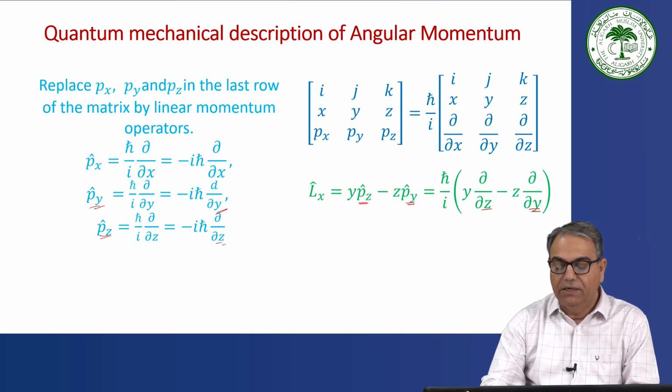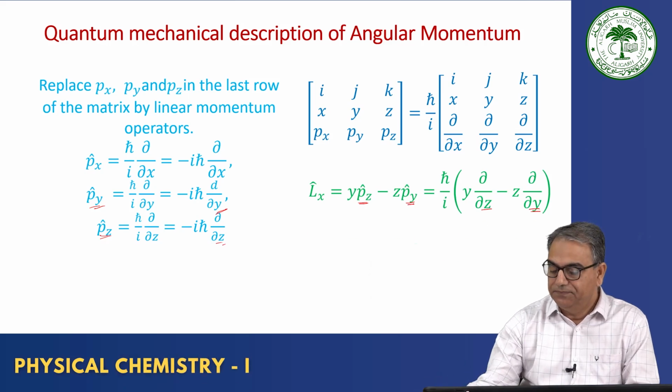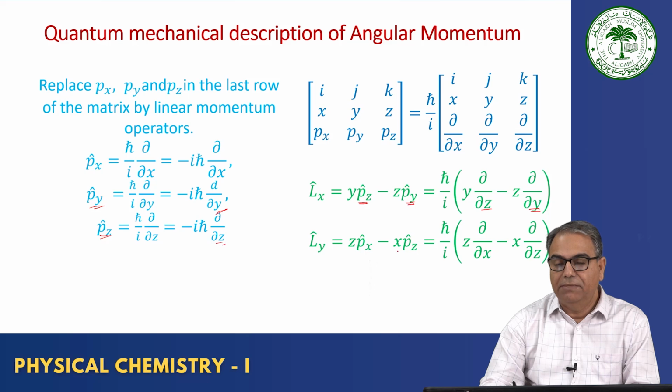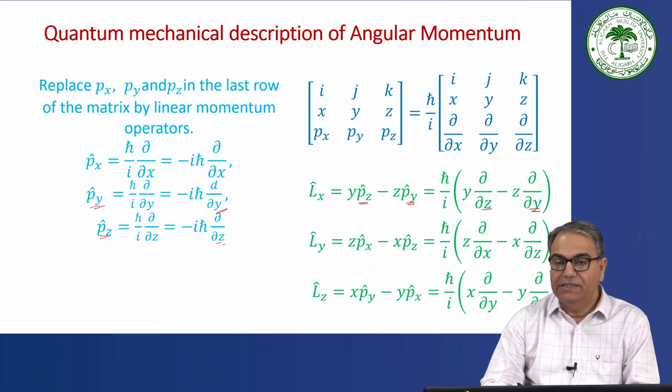Ly, if you have to write, Ly will be what? From y you have to start with z. So z px minus x pz. Okay. And then it is very easy to write: h cross by i, z will remain there, and for px you will write del by del x, minus x will remain there, and for pz you will write del by del z. And then you have Lz.